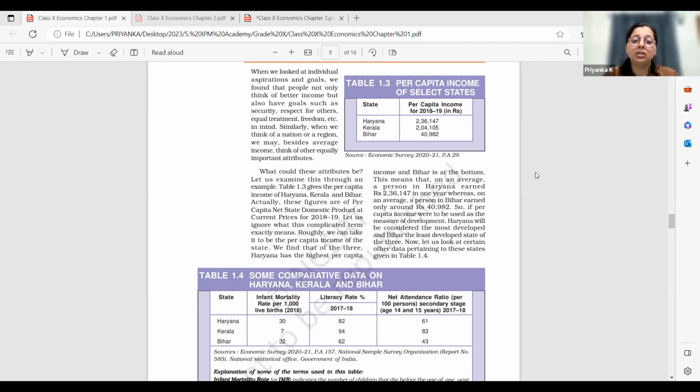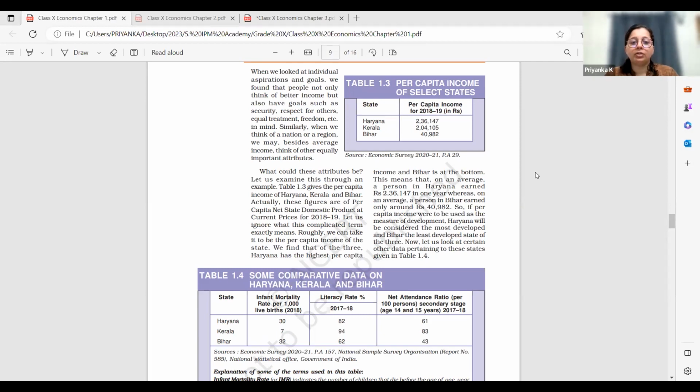Now, why is the infant mortality rate considered important? Because you need to understand that when 32 among 1,000 live births are dying before the age of 1, it means the younger generation who are going to take the state forward or make the state prosper in the future are not alive. Only the remaining 968 live births are there, out of which, again, the literacy rate and net attendance ratio will determine whether they are going to contribute to the state or not.